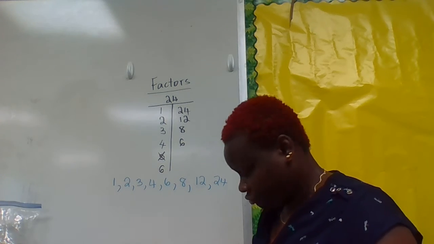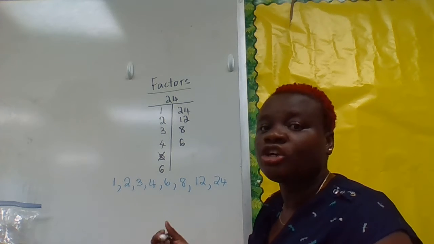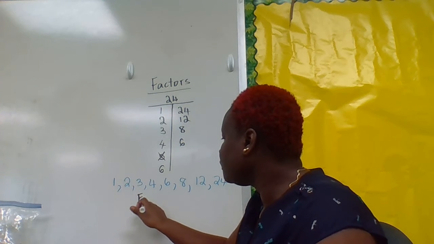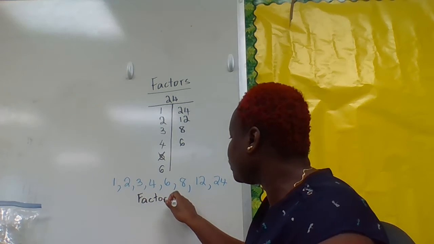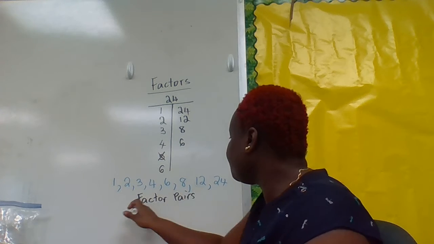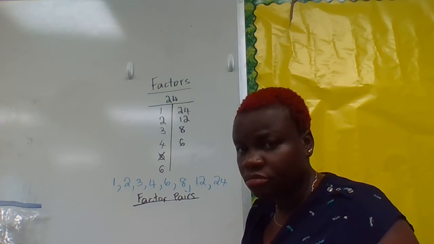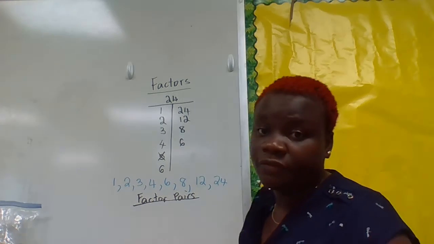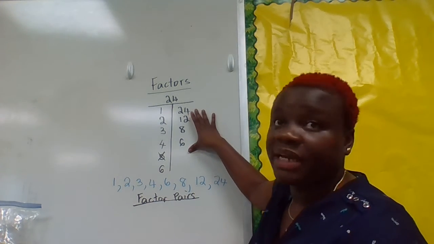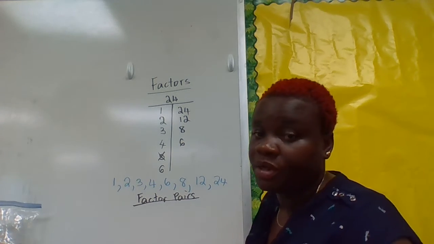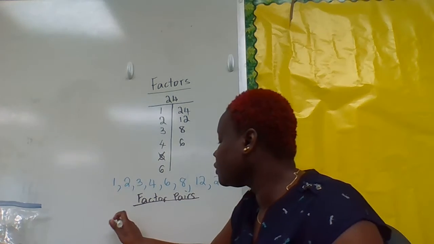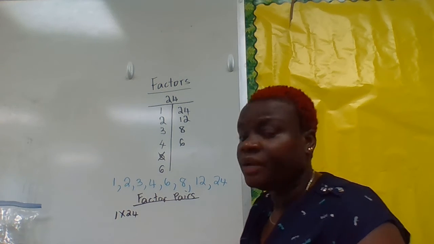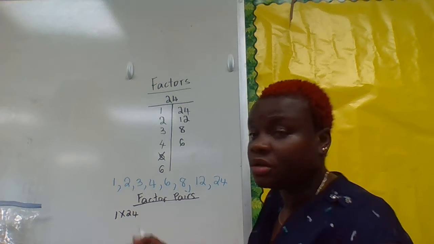Now, if I had been asked to find the factor pairs for 24, so now I'm going to identify the factor pairs for 24. And those are the two numbers that when I multiply them together, I get 24. And that's easy because I can just go back to my T chart and take off my factor pairs. So the first one would be 1 times 24. And when we multiply this, we're going to get a product. And our product is going to be 24.